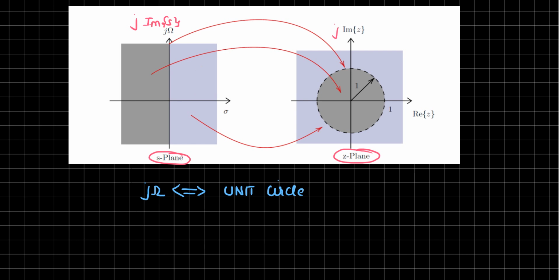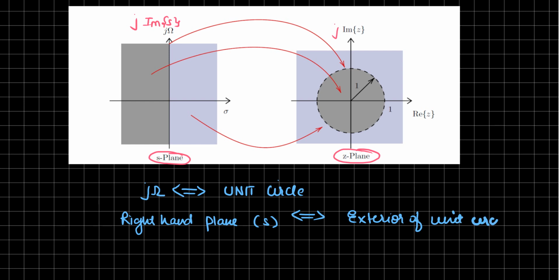Let's write that. The right hand plane of the S-plane will be mapped to the exterior of the unit circle of the Z-plane.